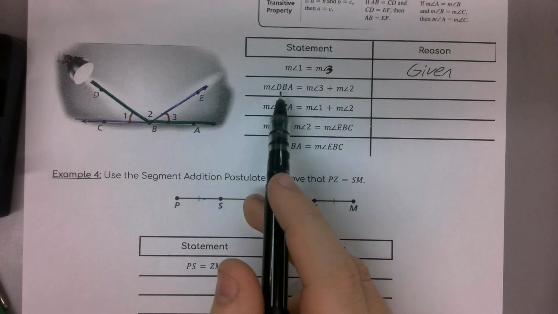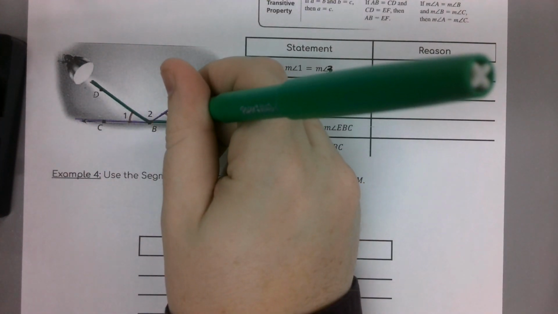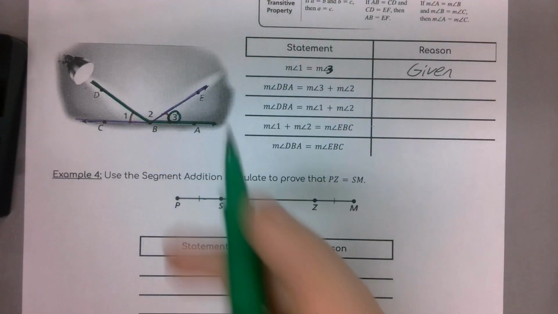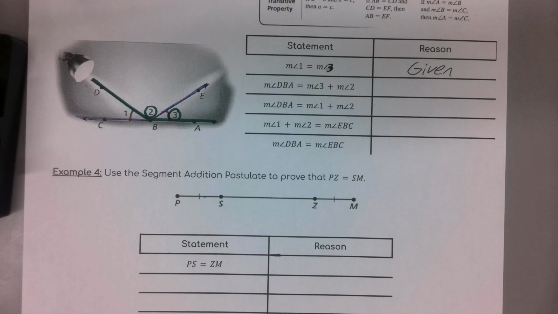The measure of dBA is supposed to equal the measure of angle 3, which I will circle in green, plus the measure of angle 2. Now wait a minute. None of the properties we talked about cover this.